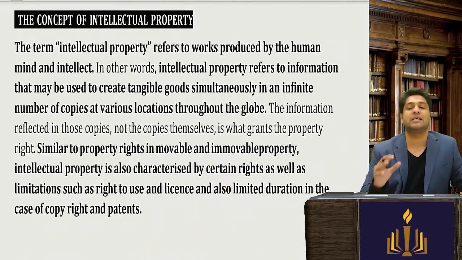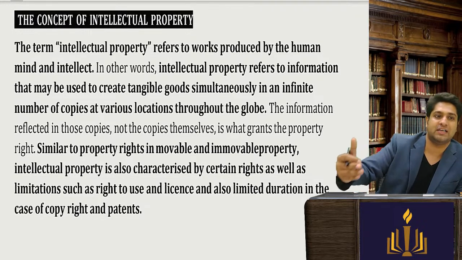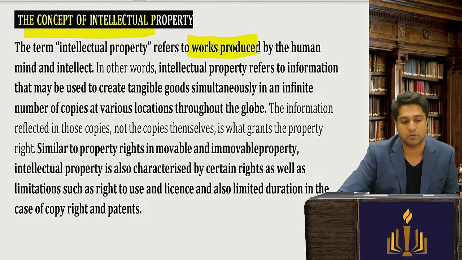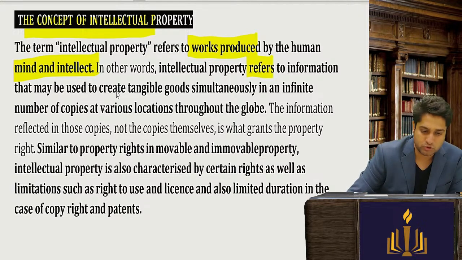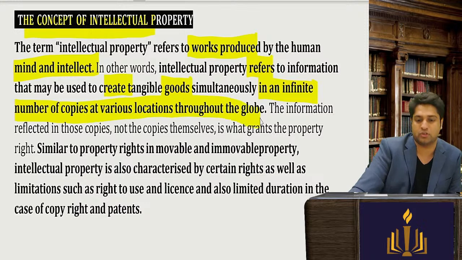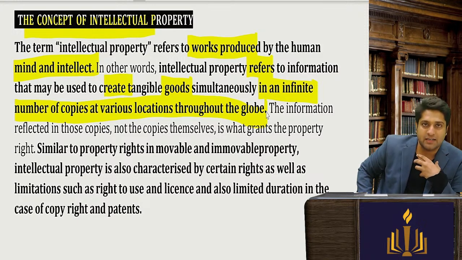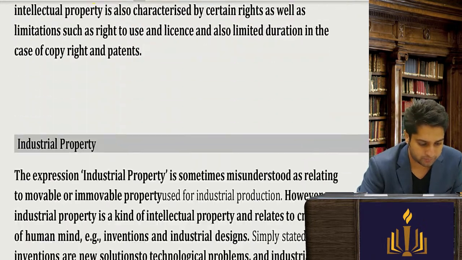Now we've seen the global aspects. Now we will see just an overview of all the intellectual properties that are there. So intellectual property, as we saw, is nothing but works produced by human intellect and mind. It refers to information that is used to create tangible goods simultaneously in an infinite number of copies at various locations throughout the globe. What does this mean? It means that the creator can make multiple products and sell them all over the world. At the same time, he gets a right to restrict, prevent others from using his product or logo.